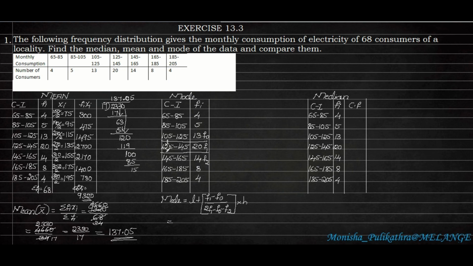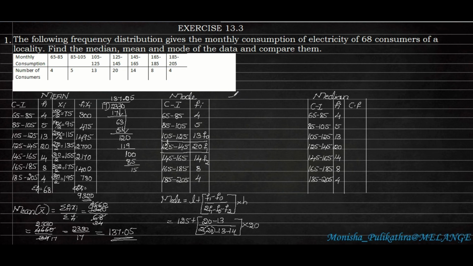So here L is the lower limit, which is equal to 125, plus F1 is 20, F0 is 13, divided by 2 into F1 is 20, minus F0 is 13, minus F2 is 14. And class size is the difference between lower limit and upper limit. So 145 minus 125 is 20. So class size is 20 here.